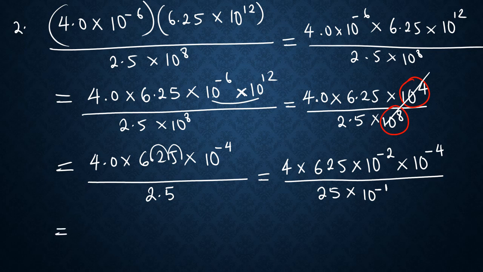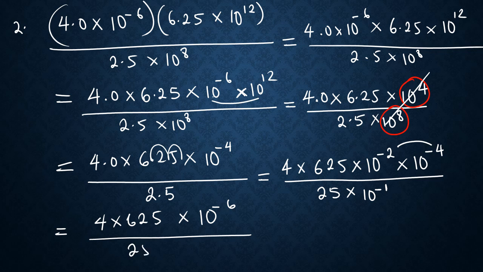So here I have 4 times 625. I'll just be patient because I don't have a calculator. Now I'm going to combine the exponents right here. Combining the exponents gives me 10 to the negative 6, because negative 2 plus negative 4 is exactly negative 6. So I'll go ahead and write negative 6. And I'm going to divide that by 25 times 10 to the negative 1.